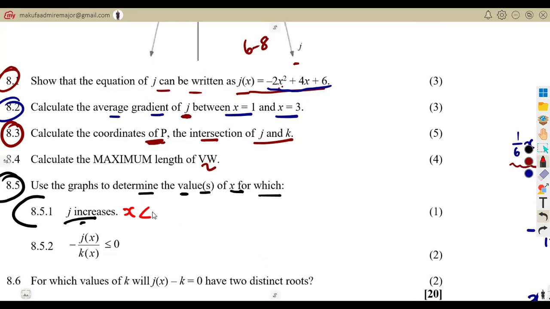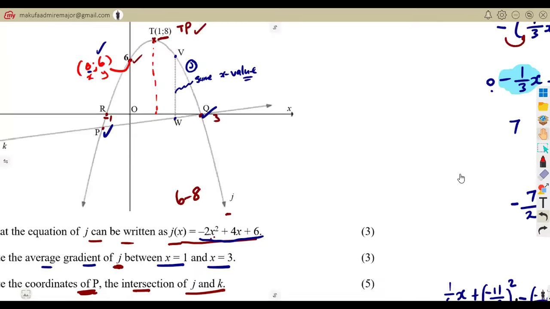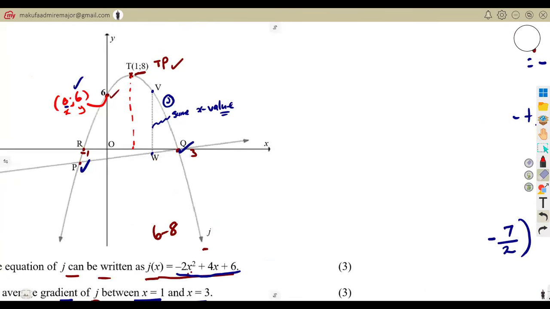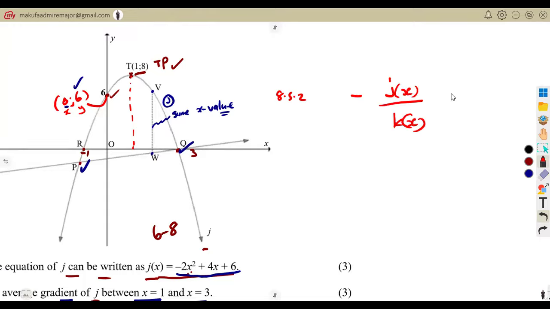We can compare it from what? From the turning point. Our x must be less than 1, where x is an element of the real numbers. Then where do we have the function less than or equal to 0? All right, 8.52. So there we must be careful with our graph, because let me just say that we can see our question properly. They say minus j of x times k of x is less than 0, negative values.